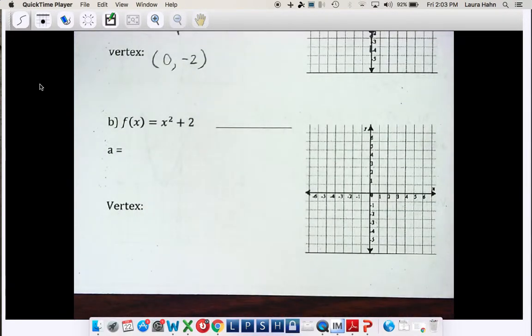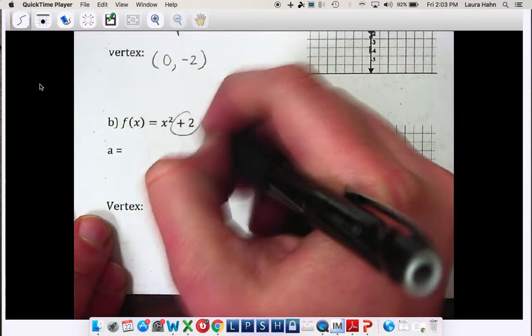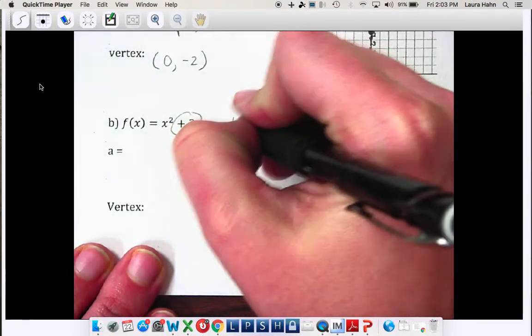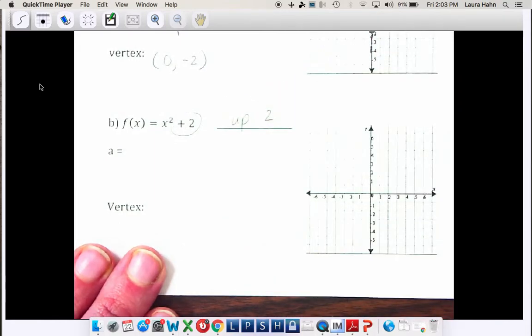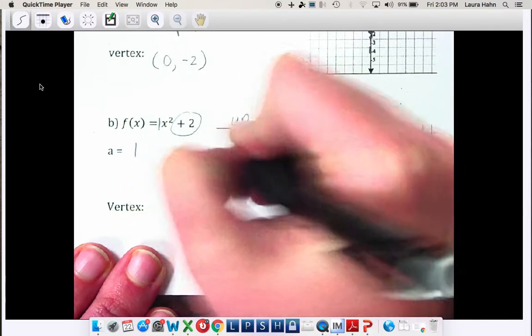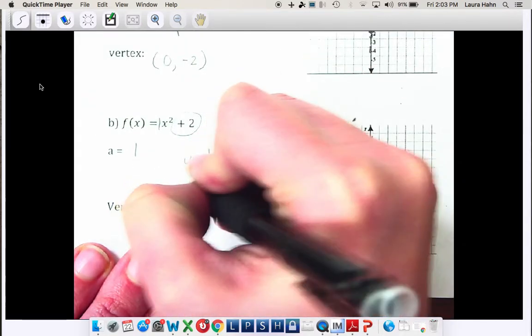Okay, on this one, it's happening to my y. So it's a plus, so I know it's going to go up 2. My a value, look in front, is still 1, so I know it's going to be up 1 over 1, up 3 over 1.